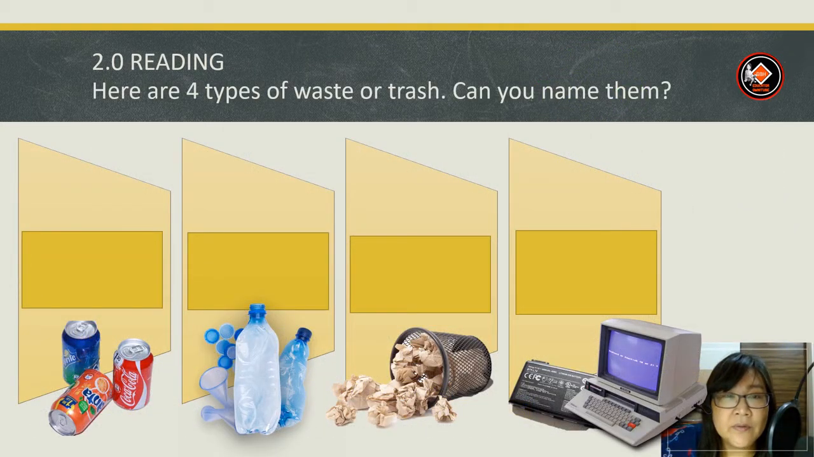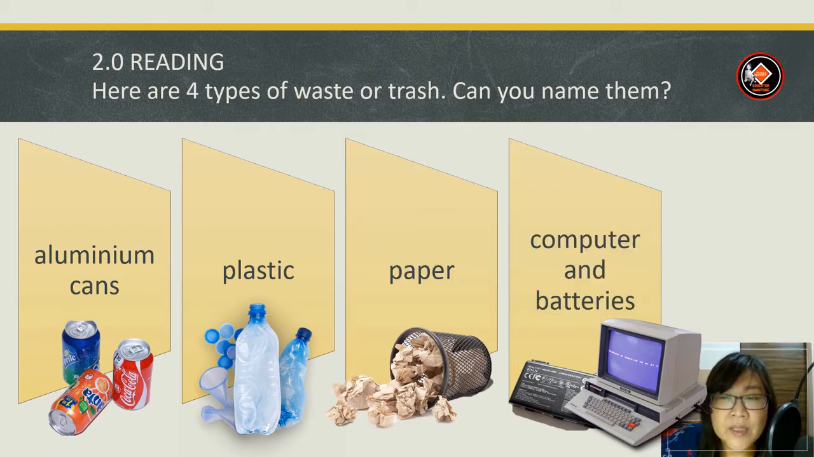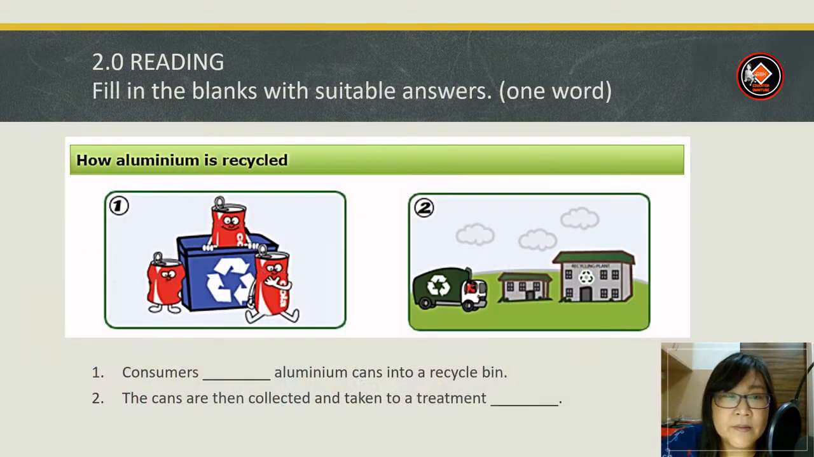Now, here are 4 types of waste or trash. Can you name them? So the first one is aluminum cans. Number 2 is plastic. Number 3, paper. Number 4, computers and batteries. Let's look at the next exercise.